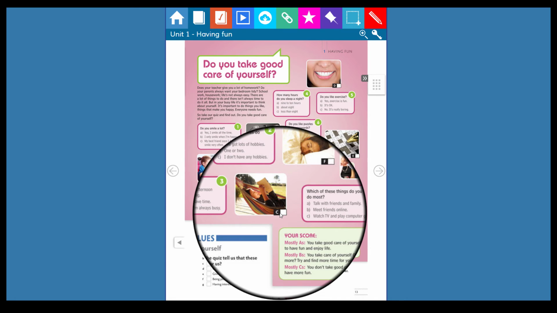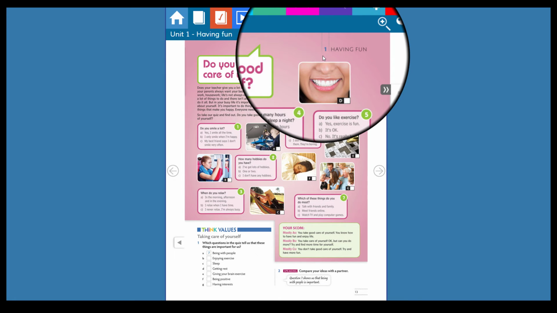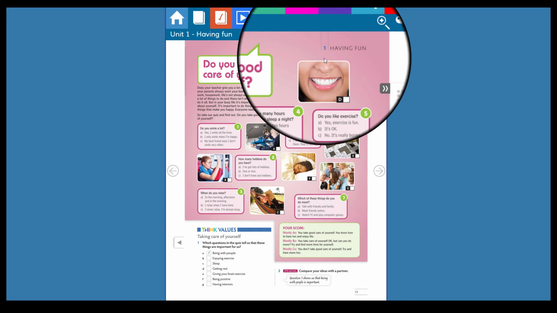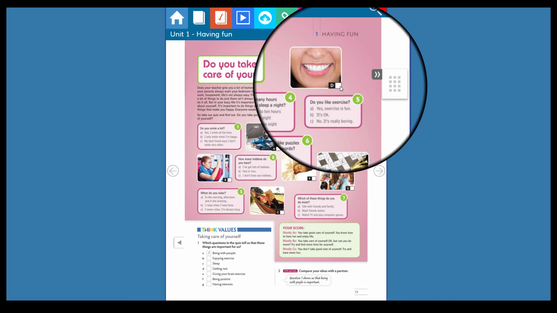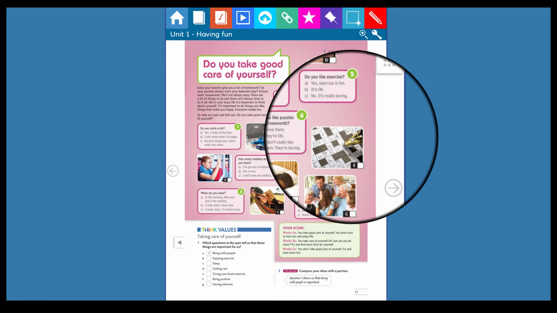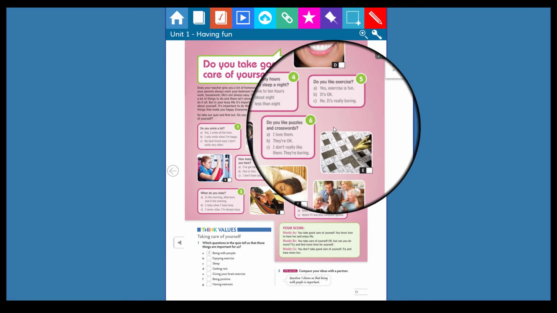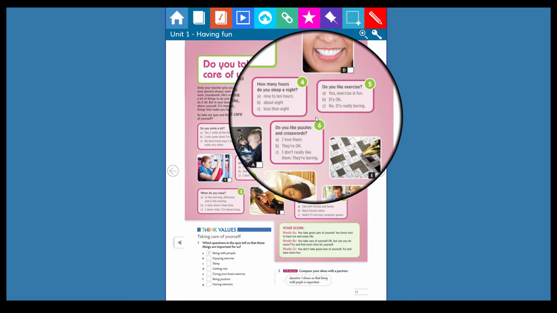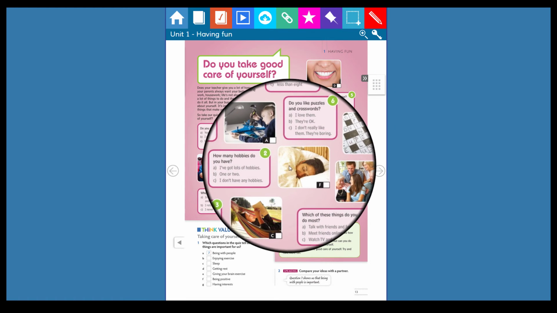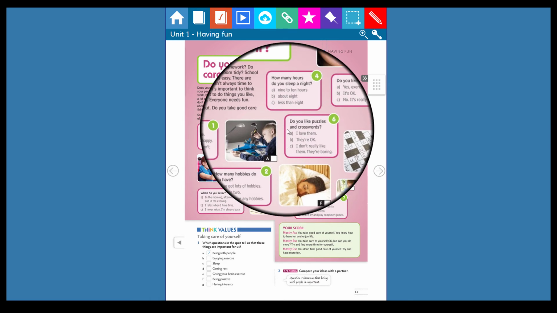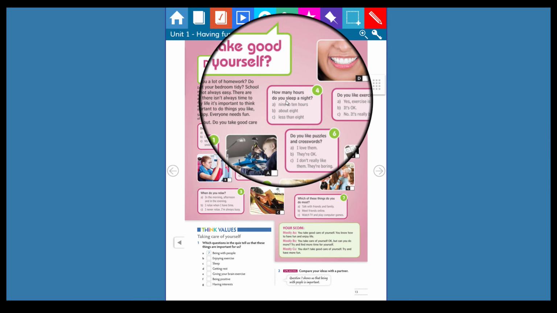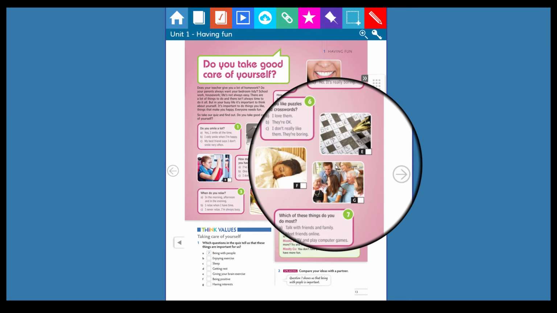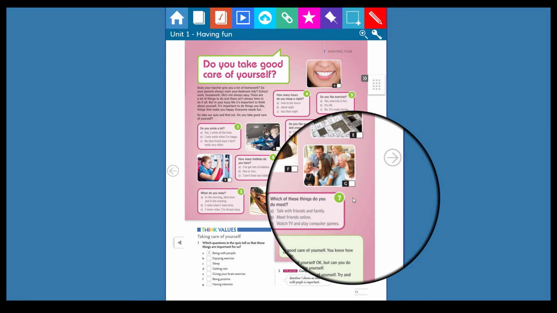Letter D. This one. What do you think? Number 1. Do you smile a lot? Number 1. Letter E. Over here. What do you think? Letter E, number 6. Letter F, number 4. How many hours do you sleep a night? And letter G. What do you think? Obviously, number 7.